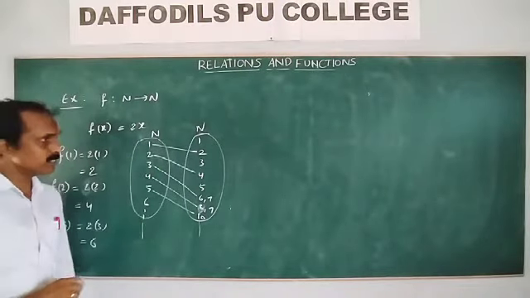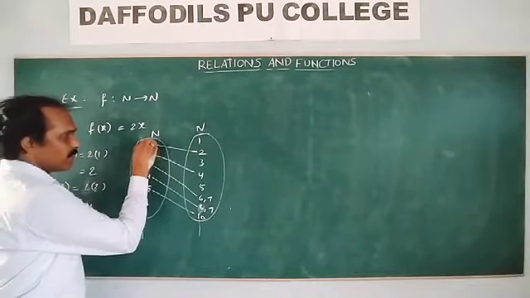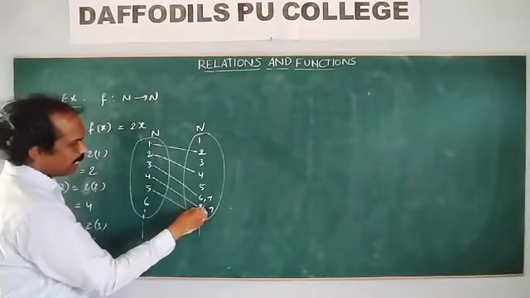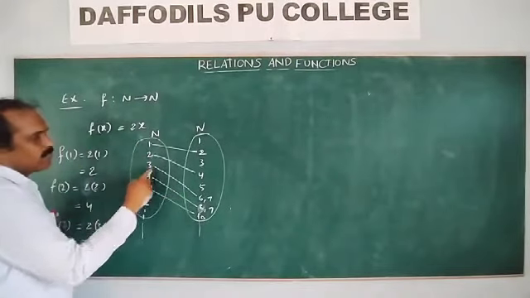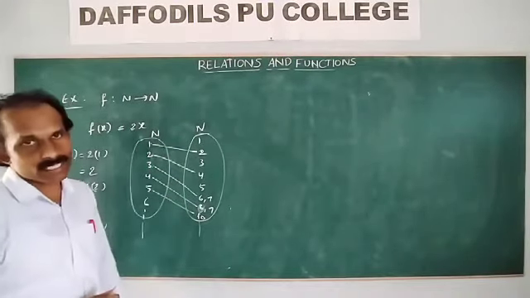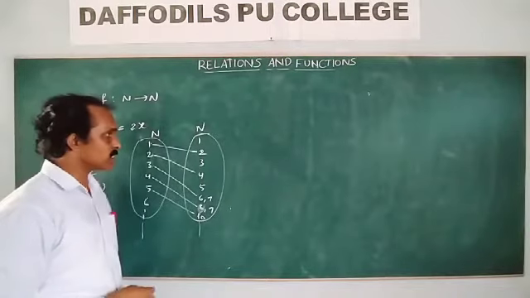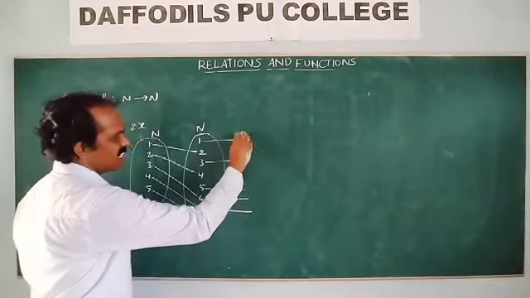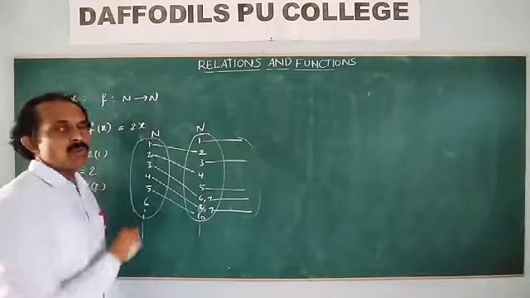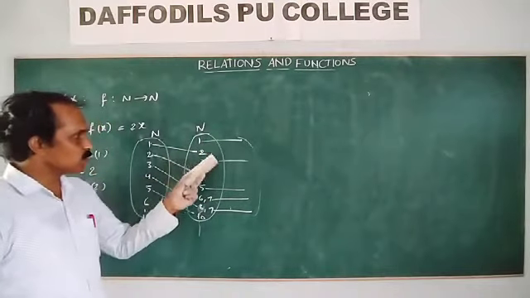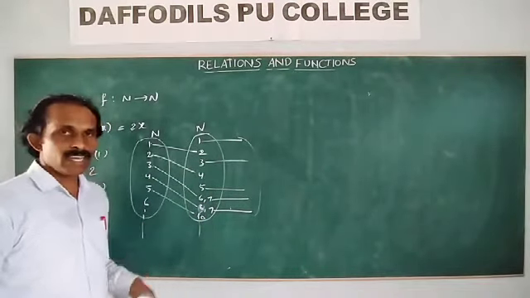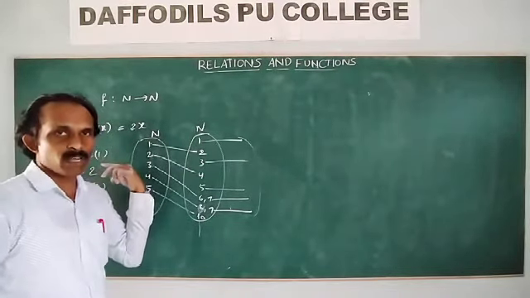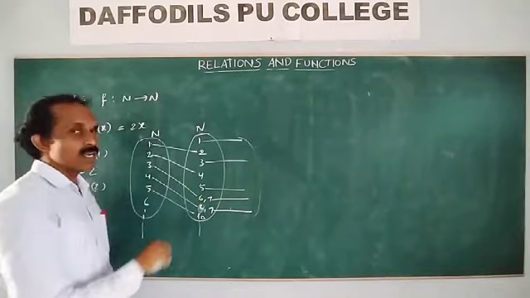Is it one-one or not? Okay, it is a one-one function. Why? Different elements, 1, 2, 2, 4, 3, 6, 4, 8, 5, 10, have different images. But what about 1, 3, 5, 7, 9? These elements have no pre-images. At least one element does not exist for them. So it is not an onto function.